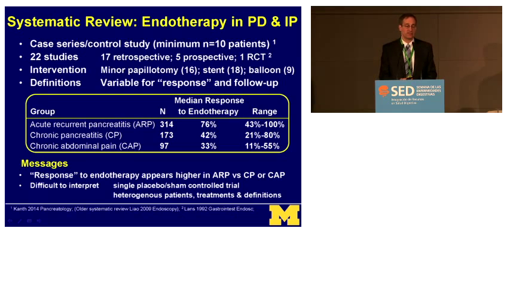Unfortunately, this data is difficult to interpret because there's only a single placebo response, a single sham-controlled trial, and the studies include heterogeneous patients with heterogeneous treatments and definitions, and it's really unclear who these patients are who have acute recurrent pancreatitis and chronic pancreatitis.